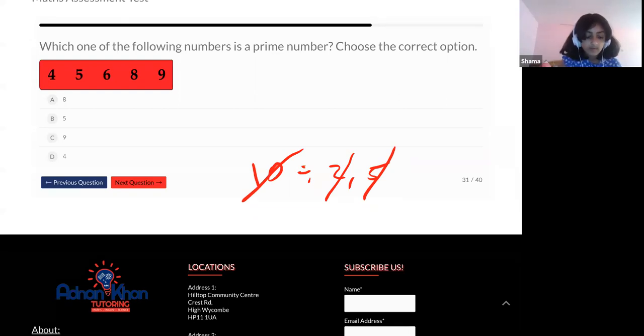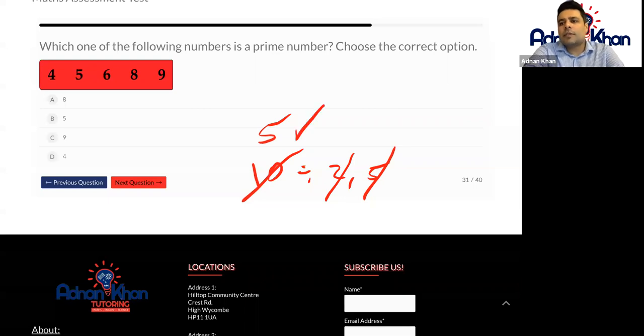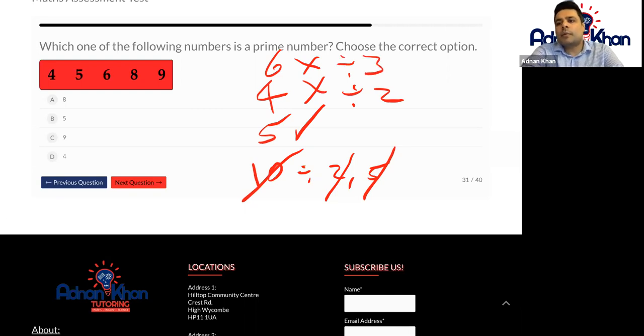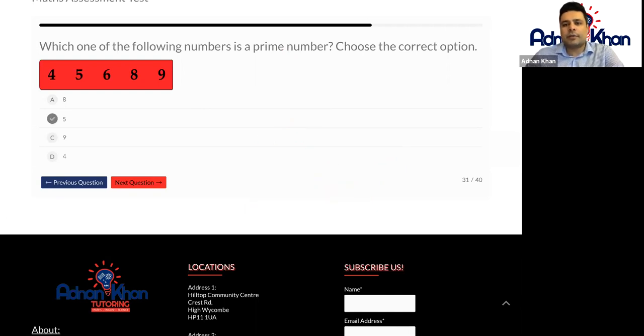5. Yes, 5 is a prime number, because the only numbers that can go into 5 are itself, which is 5, and 1. 4 is not a prime number because it can be divided by 2. 6 is not a prime number because it can be divided by 3. And 9 is not a prime number because it can be divided by 3 as well. So the only prime number that we can see here is 5.